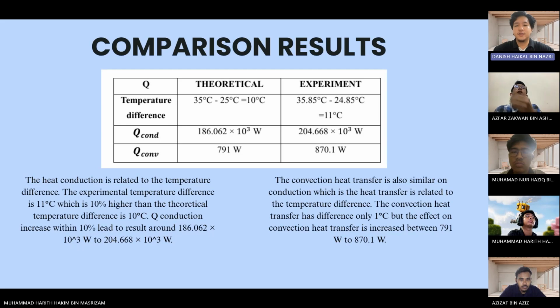The convection heat transfer is also similar to conduction, in which the heat transfer is related to the temperature difference. The convection heat transfer has a difference of only 1 degree Celsius, but the effect on convection heat transfer is an increase from 791 watt to 870.1 watt. This shows how sensitive the heat transfer is towards the temperature gradients, and the accuracy of temperature measurement is crucial in both the experimental and theoretical results.